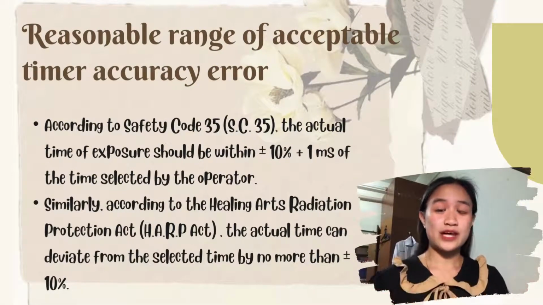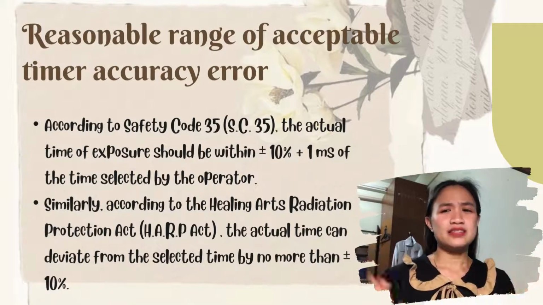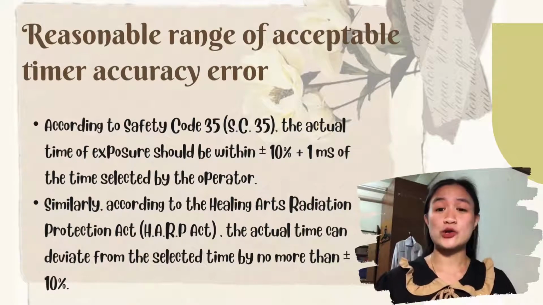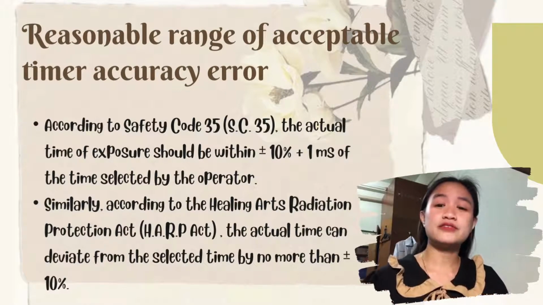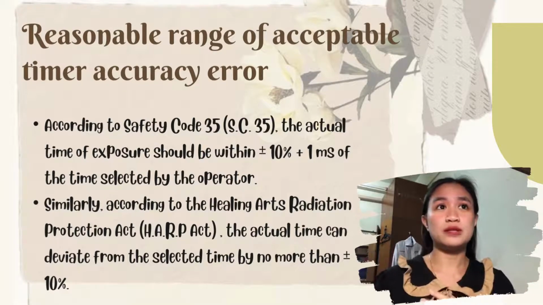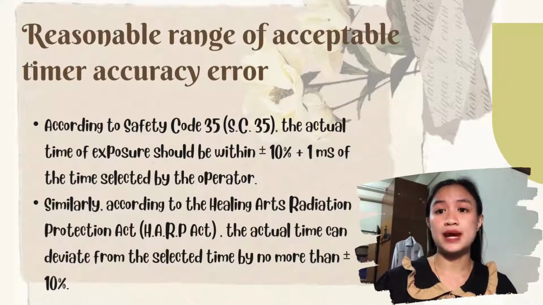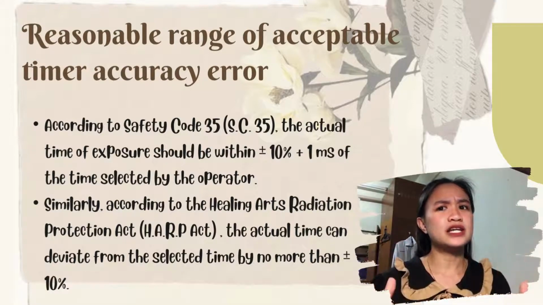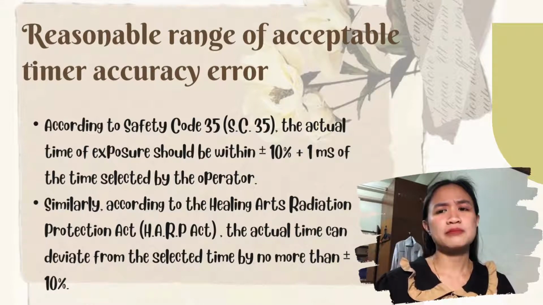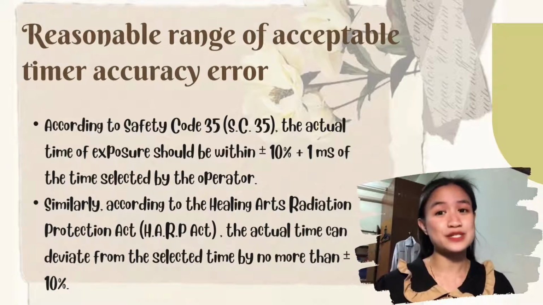Next, let's look at the reasonable range of acceptable timer accuracy error. This is just additional information about the range of acceptable timer accuracy error. According to Safety Code 35, the actual time of exposure should be within plus or minus 10% plus 1 millisecond of the time selected by the operator. Similarly, according to the Healing Arts Radiation Protection Act, the actual time can deviate from the selected time by no more than plus or minus 10%.